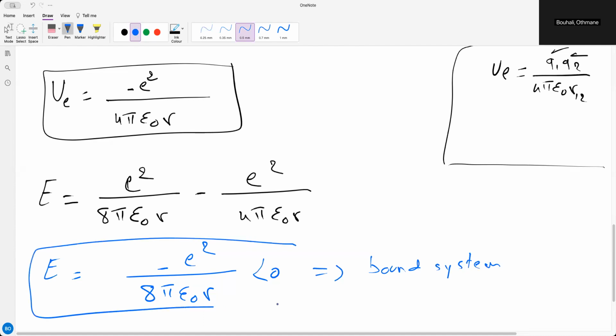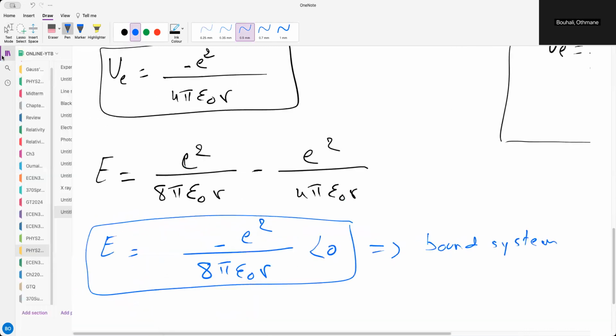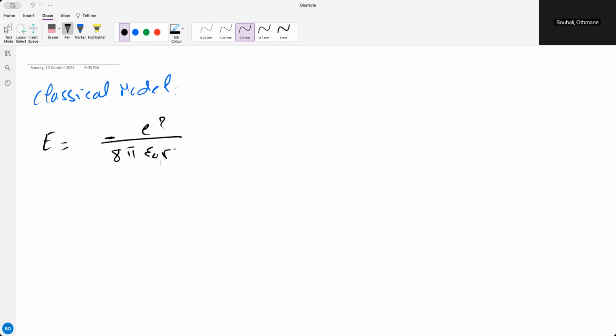Okay, so this is the total energy. This is the classical model of the electron and proton inside the hydrogen atom. Now, what is the problem with this classical model? The classical model, the one that we just did, tells us that the energy of the system is minus e squared over 8 pi epsilon 0 R.